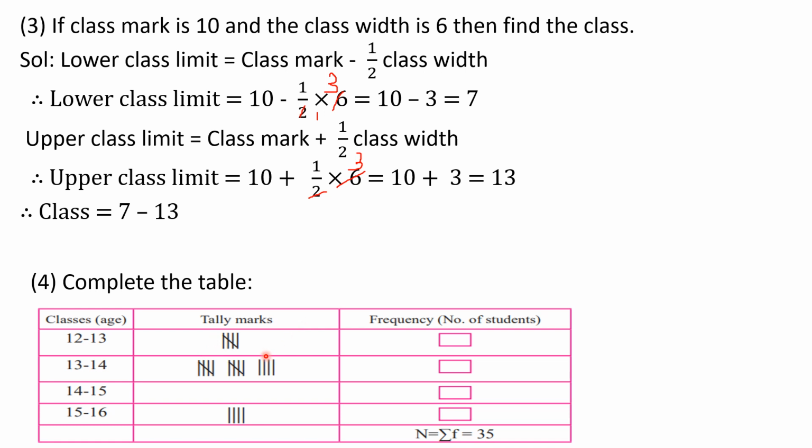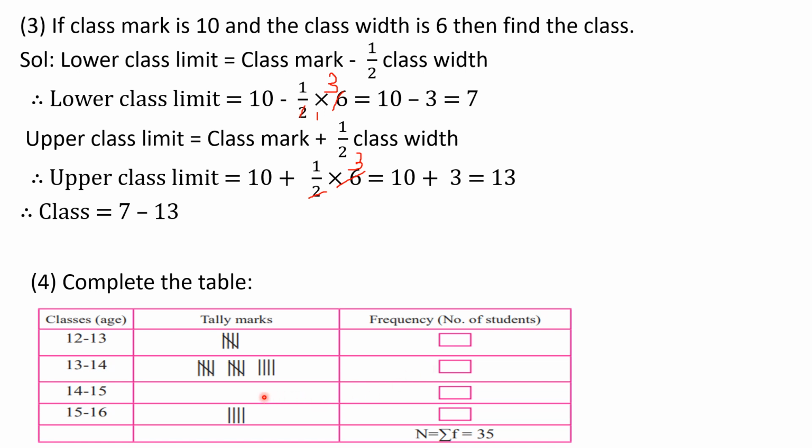Okay. Now can you see the tally marks? Students, can you see here? It is a group of 5. So here you'll write the frequency as 5. Here you can see a group of 5. This is 5 and these are 4 lines. So 5 plus 5, 10, plus 4, 14.